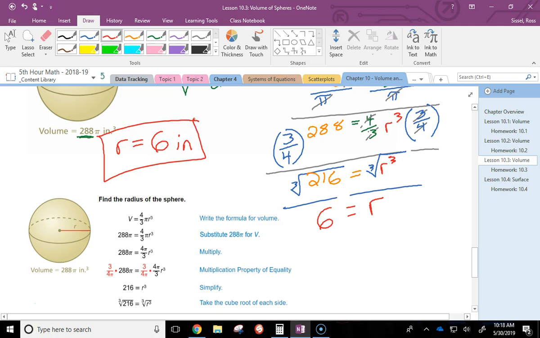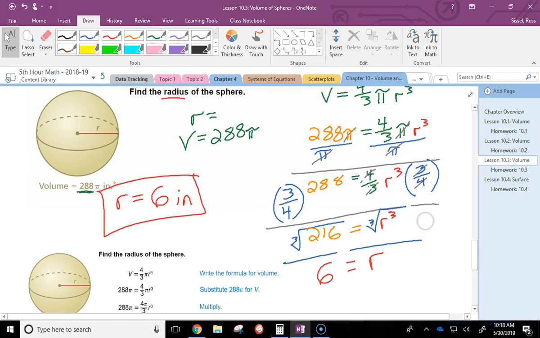Okay. Kind of worry about this one just because we're forgetting how we get rid of a fraction. But we multiply by the reciprocal.